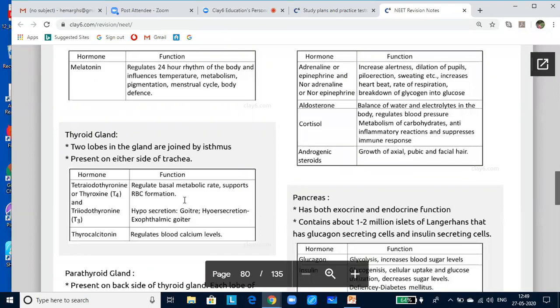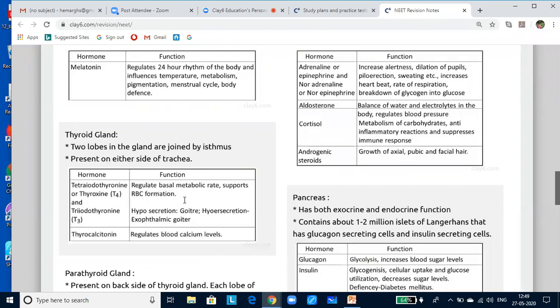It regulates the basal metabolic rate and supports RBC formation. Triiodothyronine, hyposecretion. Now, thyroxine regulates blood calcium levels. Now, if the thyroxine levels are very low, hyposecretion, as a result you tend to become more fat and sluggish by nature, and you start gaining more weight because your body's metabolism is impaired.